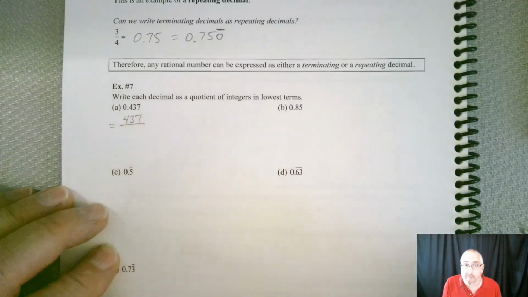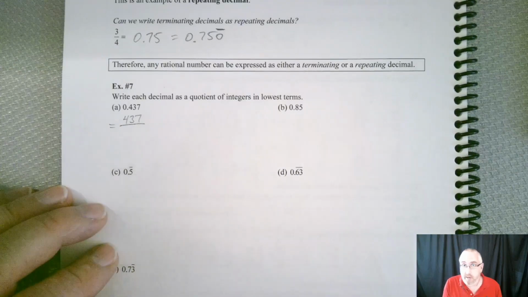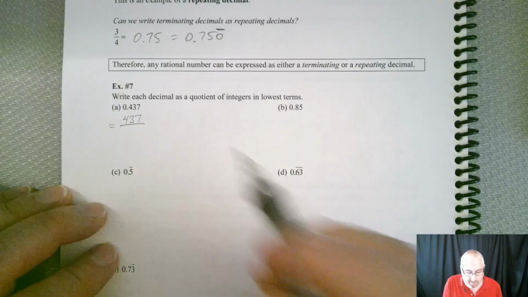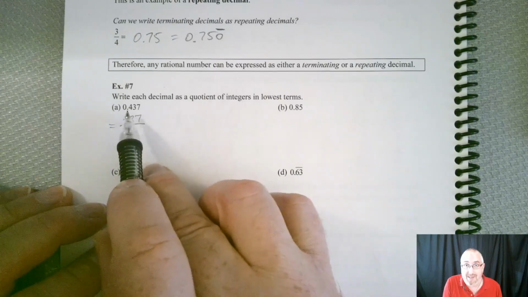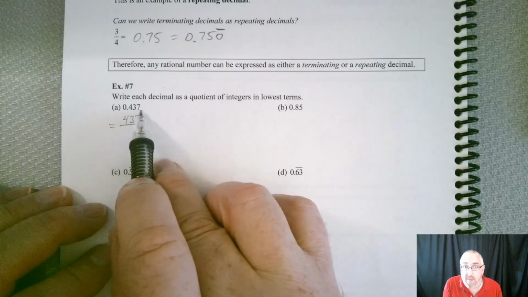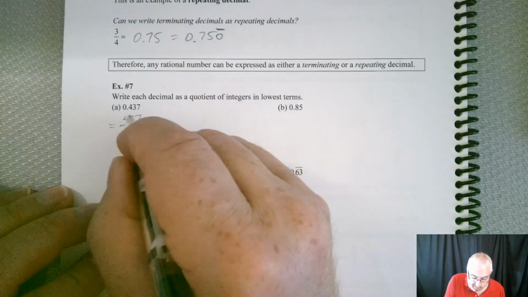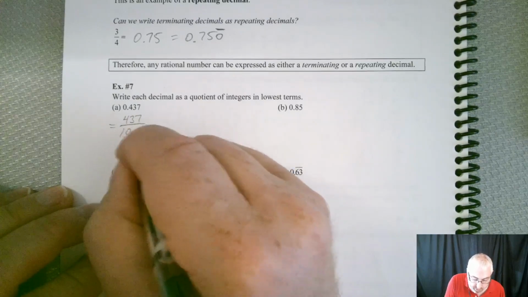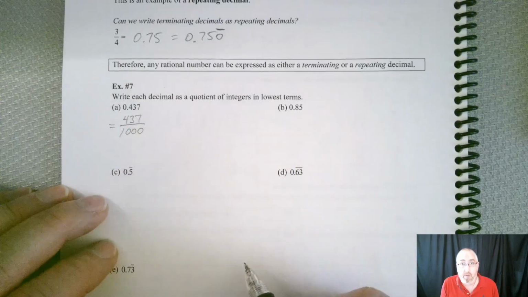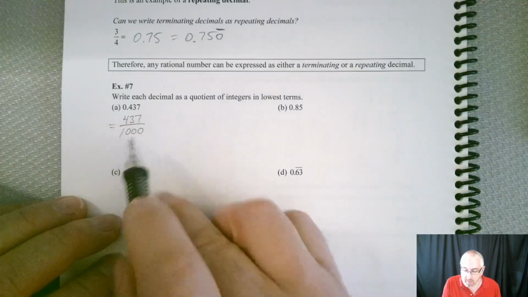On the bottom, we're going to be putting it over 1 with a certain number of zeros. Now, what's that certain number of zeros going to be? It's based on where the decimal point is in the problem. So you can see we got 1, 2, 3 decimal places here. So if there's 3 decimal places in your problem, you're going to need 3 zeros on the bottom with a 1. So 437 over 1,000.